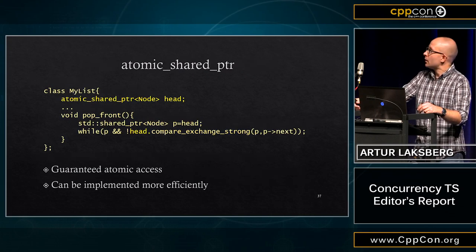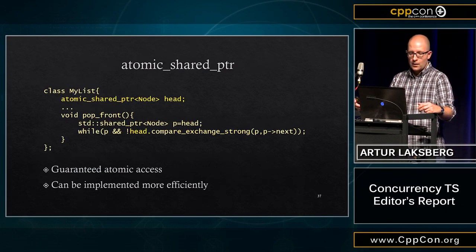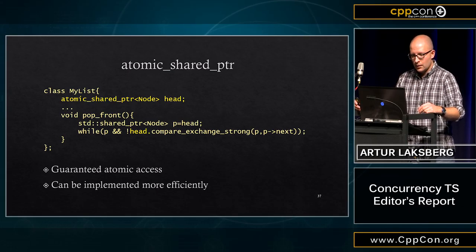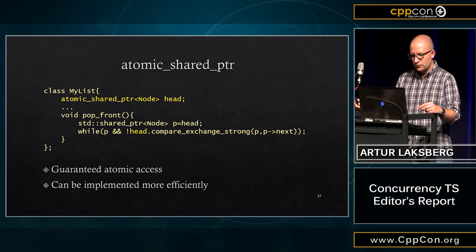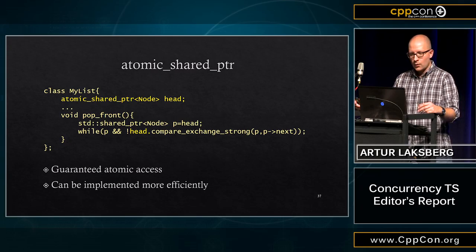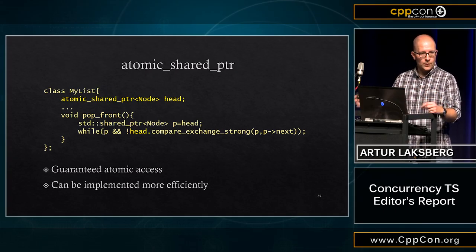With atomic shared pointers, this problem is solved. First of all, the access to the object is guaranteed to be atomic just through the nature of the type. And second, operations like compare exchange now can be implemented more efficiently. Yes, you can implement it by putting a mutex or a spin lock inside an atomic shared pointer. Perhaps there are more efficient implementations, but at least that would be better than what we have today.